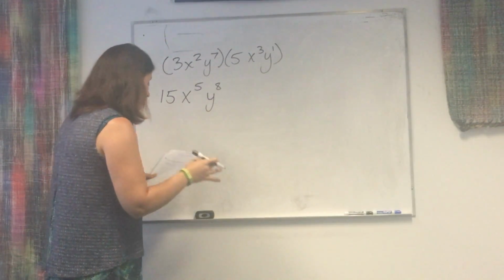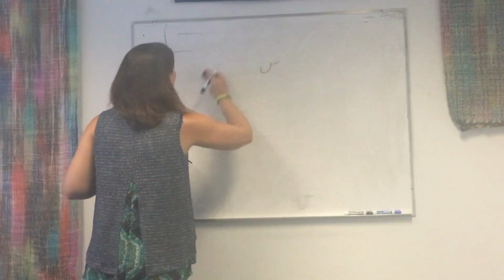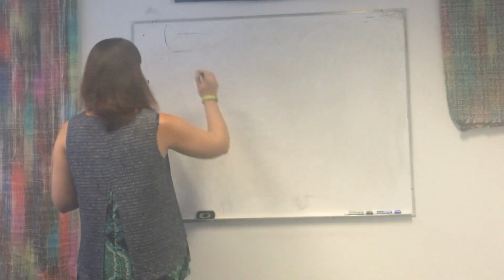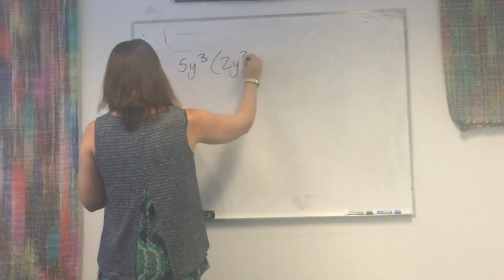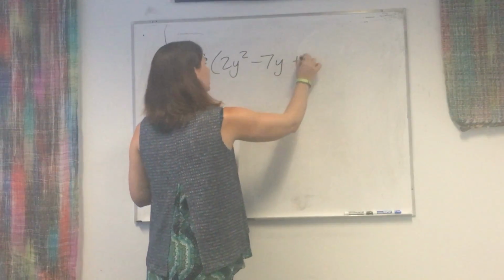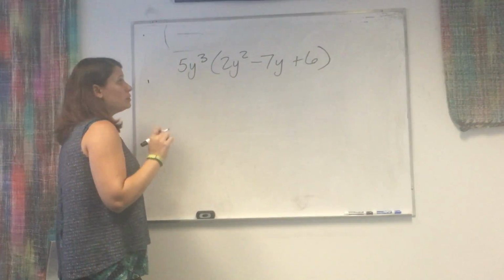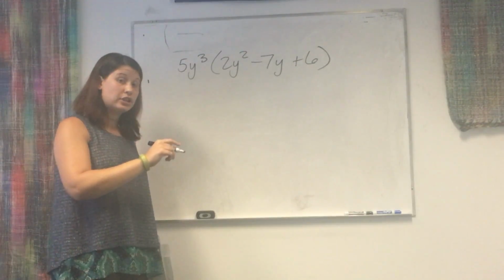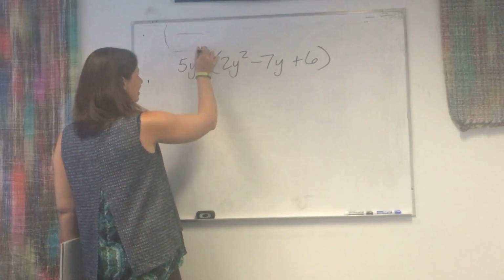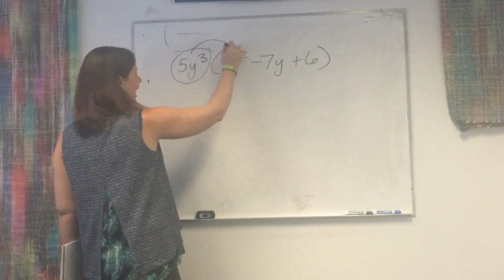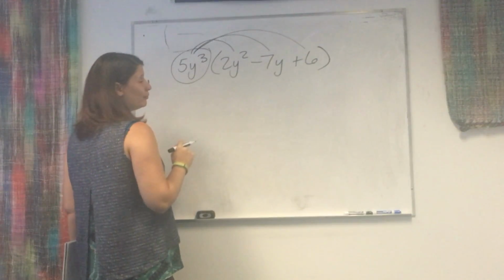Okay, so that's two monomials. Let's talk about if one of them was not a monomial. If we have 5y cubed times 2y squared minus 7y plus 6. This one is exactly like on the subtraction where we took the negative through everything. We're going to distribute this whole front piece to every term within the second part.